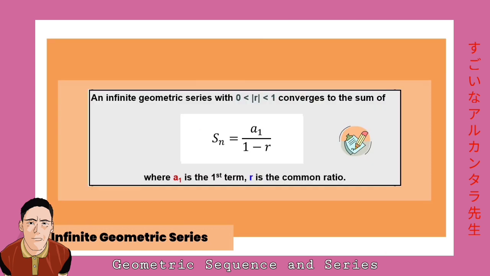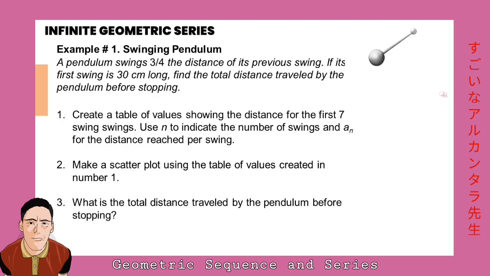So let's try to apply that one right here. So let's say that we have this word problem about a swinging pendulum. A pendulum swings 3/4 the distance of its previous swing. If its first swing is 30 centimeters long, find the total distance traveled by the pendulum before stopping. So one of the things that we have to hit here is also the maximizing of a table of values. So let's try to do that first.